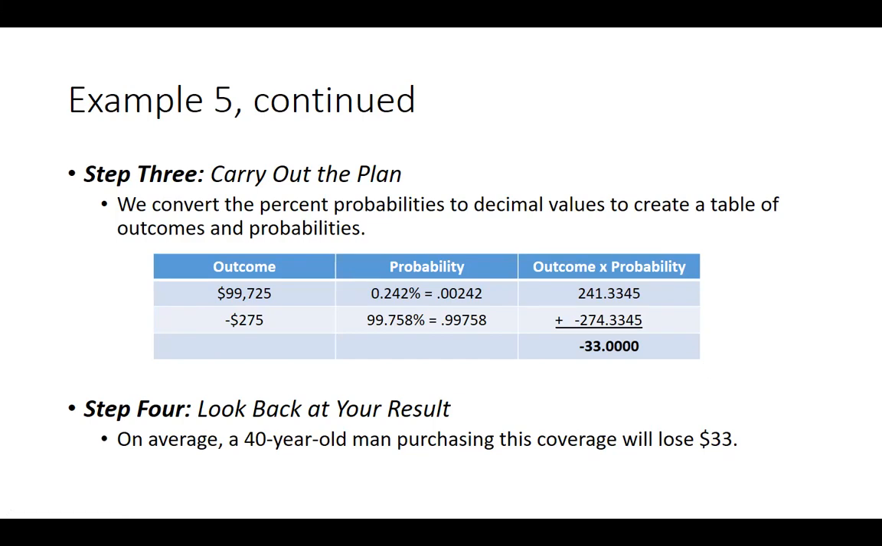Again, that doesn't mean that every person loses exactly $33. By and large, most people are going to lose $275, 99.758% of them. But the quote-unquote lucky 0.242% will get $99,725.